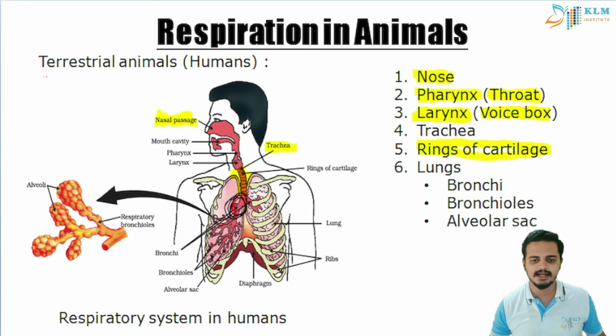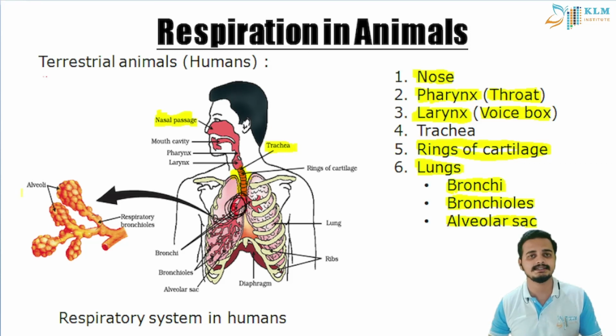Then comes the important organ that is known as the lungs. It hides behind our rib cage, and it consists of three main parts, that is bronchi, bronchioles, and alveolar sac. So bronchi and bronchioles are just like a tree. It branches out, and at the end of the tree branch, what is present? Leaf is present. So it is very similar to that. Here also, at the end of the bronchioles, the alveolar sac is present, where the exchange of gases takes place.